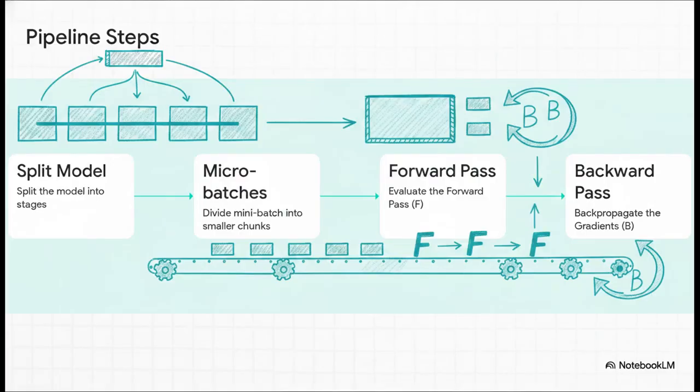Here is how this actually runs in practice, heavily pioneered by frameworks like GPipe. First, you split the model into stages. But the magic happens when you divide your mini-batch of data into smaller chunks called micro-batches. You push these micro-batches down our GPU assembly line. You evaluate the forward pass, that's the F, and then later you backpropagate the gradients, the B. By pumping these small micro-batches through one after another, it acts kind of like loop unrolling. It keeps the flow optimized and the assembly line moving as smoothly as possible.